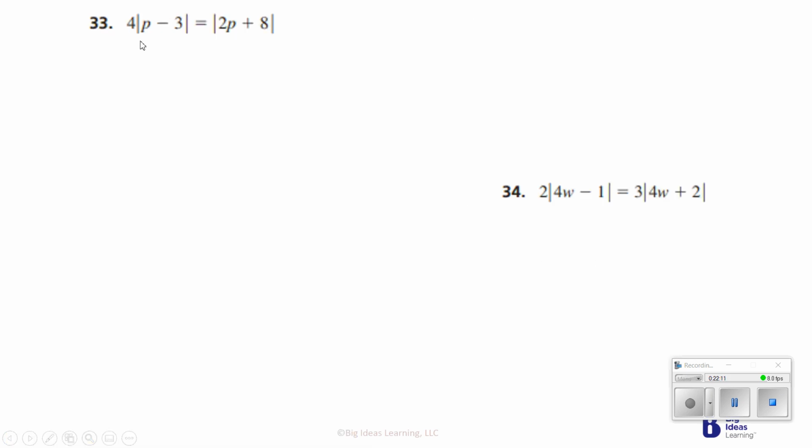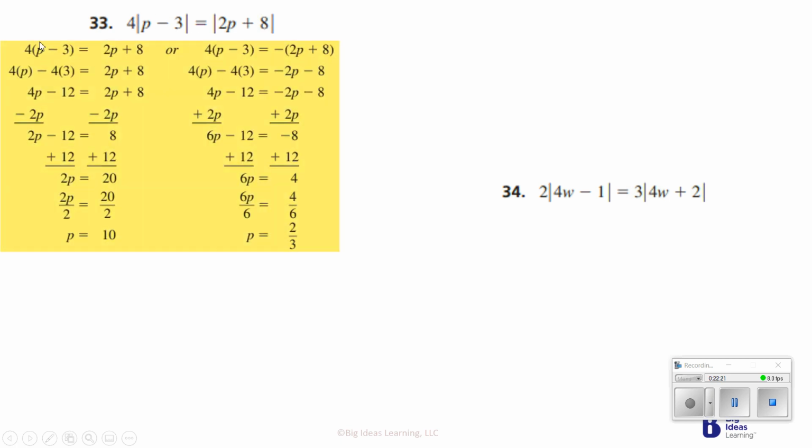Let's move on. I've got 33. Once again, we got 4 in front here. So we got a choice, but I would say we distribute properties to make it easy. All right, so 4 times p would be 4p. 4 times a negative 3 would be negative 12, right? And this is all going to equal 2p plus 8. When we combine like terms, we minus 2p from both sides, leaving us with 2p minus 12 is equal to 8.